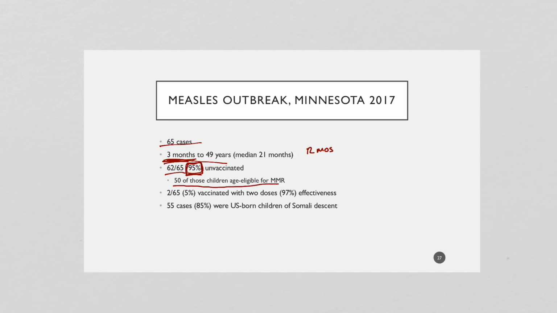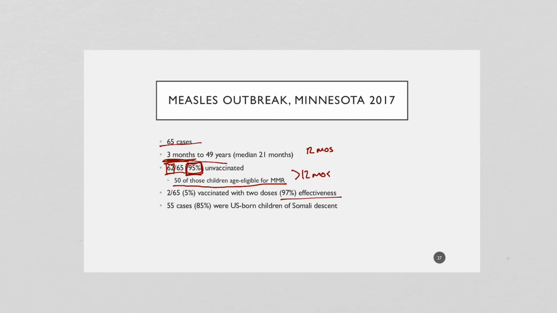50% of those children were age eligible for MMR. So 50 out of the 62 unvaccinated were eligible, or they were over 12 months of age to get the vaccine. 2 of the 65 who were sick had both of the doses, and so 97% effectiveness, just like we always hear about the vaccine. It's 97% effective. So this is kind of showing us that even though you get vaccinated, there's a very tiny chance that you'll be in this outbreak, because the vaccine is not 100% effective.